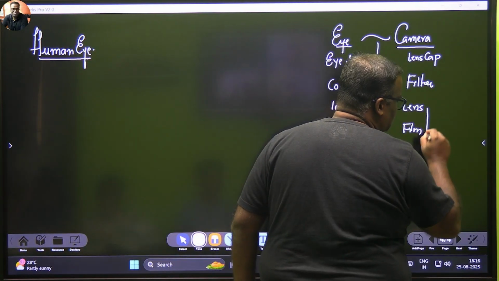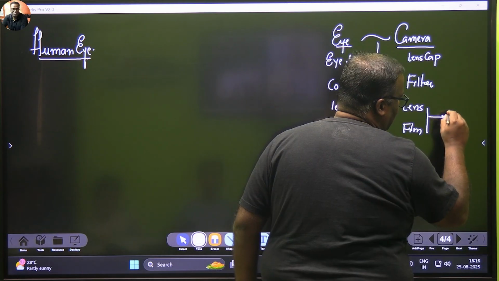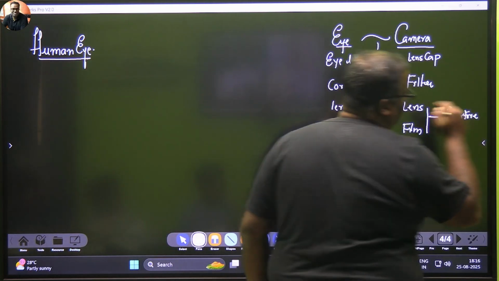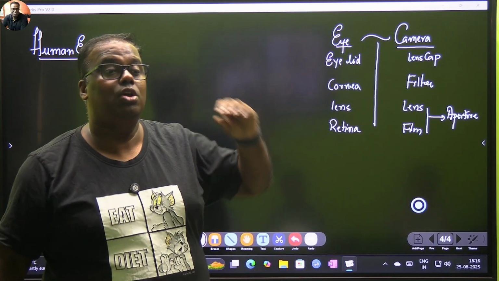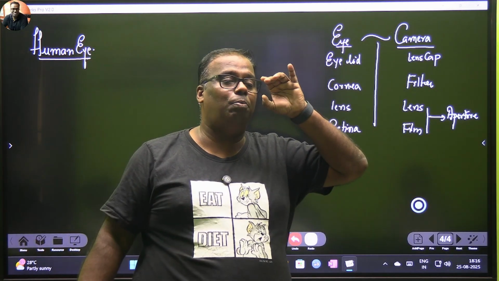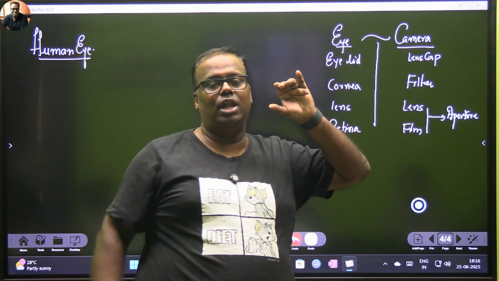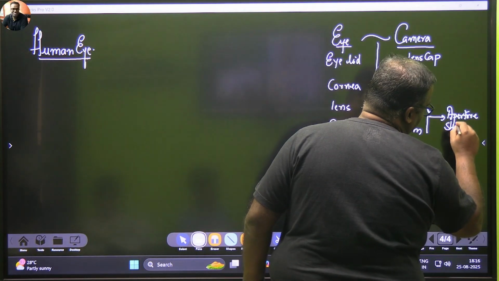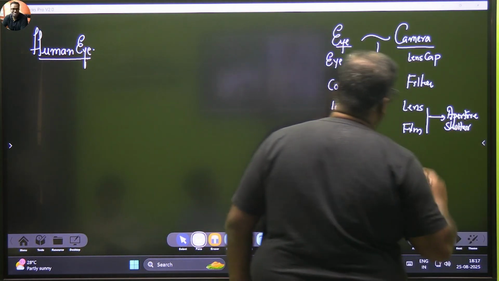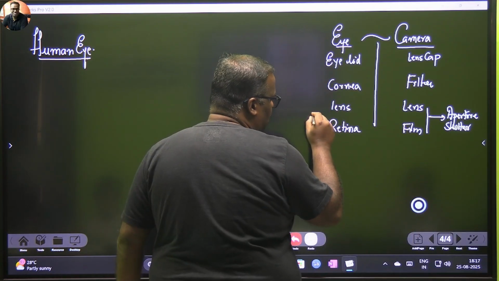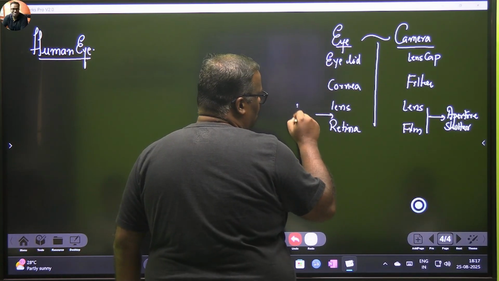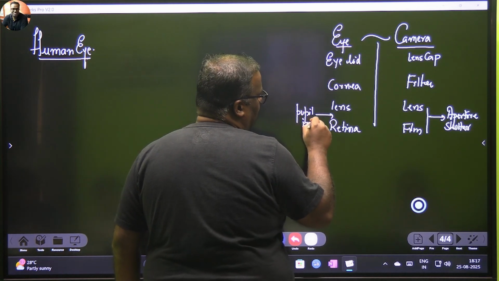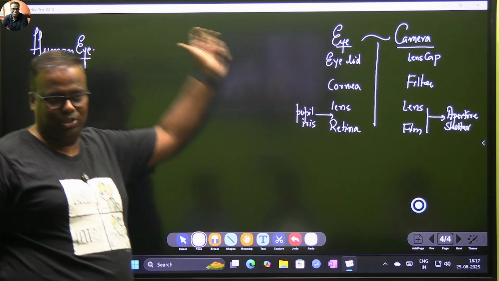Now a lot of things happen here. Between this and this, the camera can have something known as aperture. Aperture is how much the lens has opened for the light to enter. Then we will have something also known as the shutter speed, right? All these things are also controlled here. We will have two things called the pupil, and something called the iris also. So let's understand how these things happen.